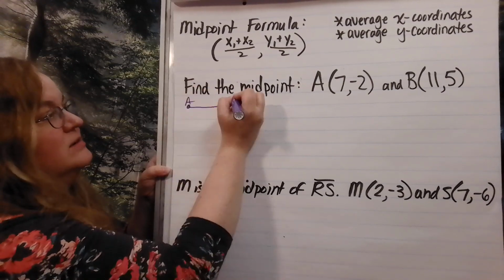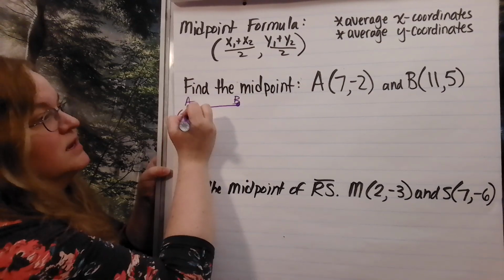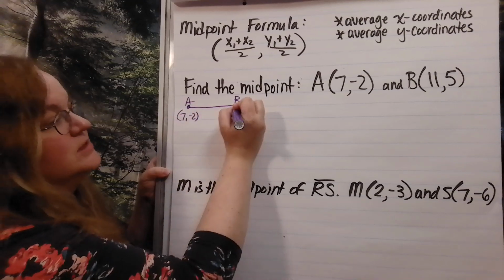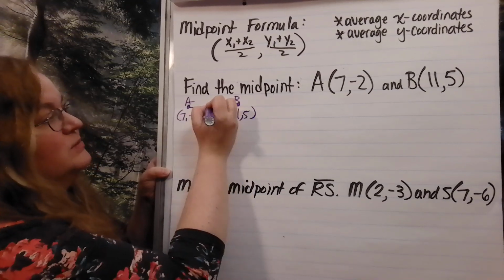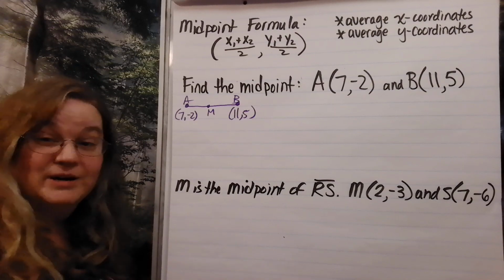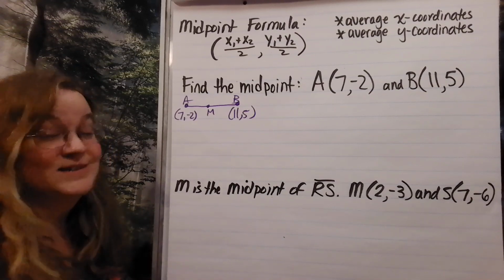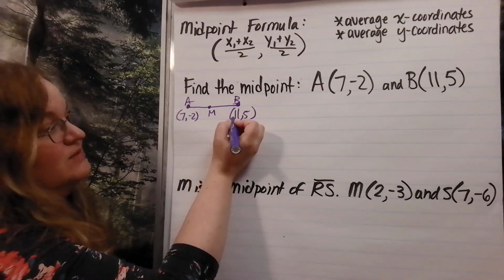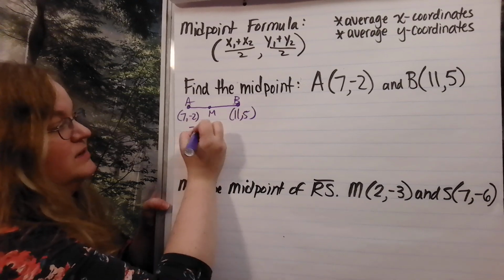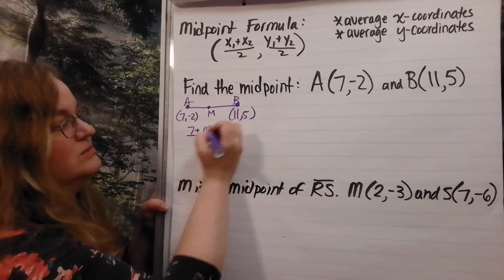Okay, so if I find the midpoint, so A and B are endpoints. So A is here, B is here. This is 7, -2, and this is 11, 5, and I'm looking for the midpoint. So what am I going to do? I'm going to average the x's. I'm going to average the y's. So averaging the x's means I'm going to add them together, divide by 2.